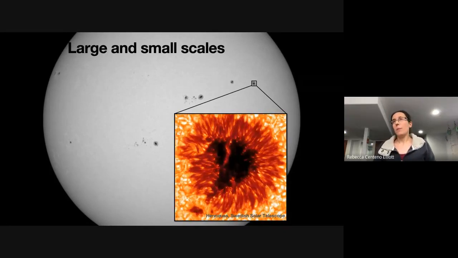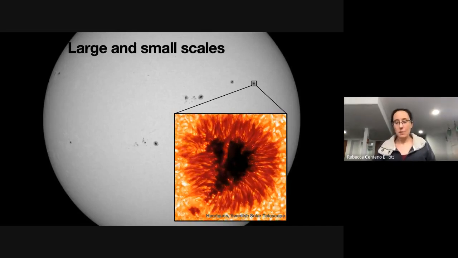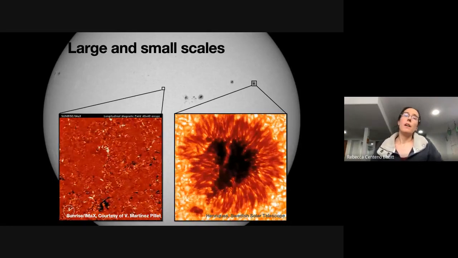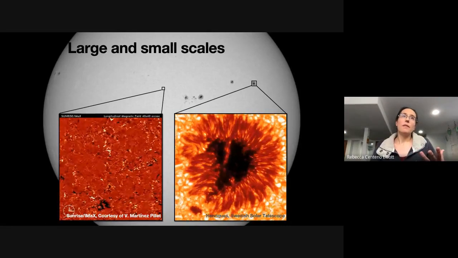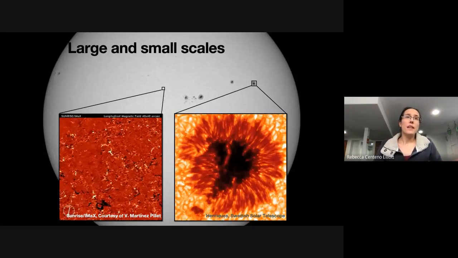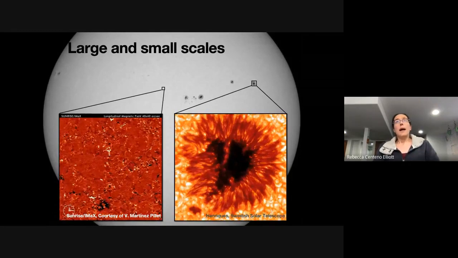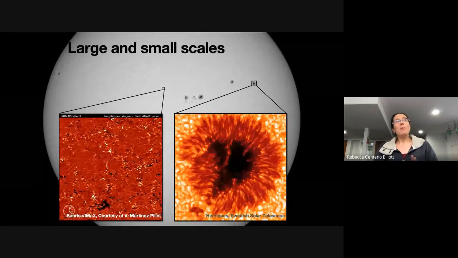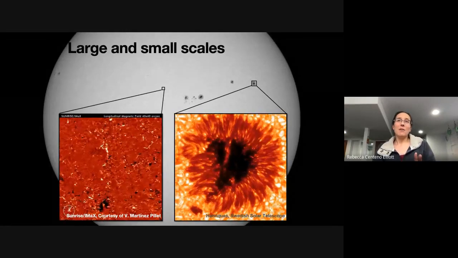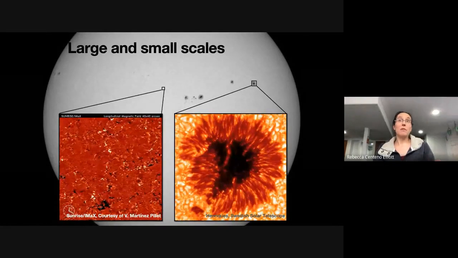But the magnetism of the sun is not really confined to sunspots only. It actually appears virtually everywhere. This video on the left shows a magnetogram of a small patch of quiet sun taken by the IMaX instrument on board of Sunrise. The label quiet sun was given to areas of the sun that were outside of active regions and sunspots when scientists thought that there were no magnetic fields outside of these areas.